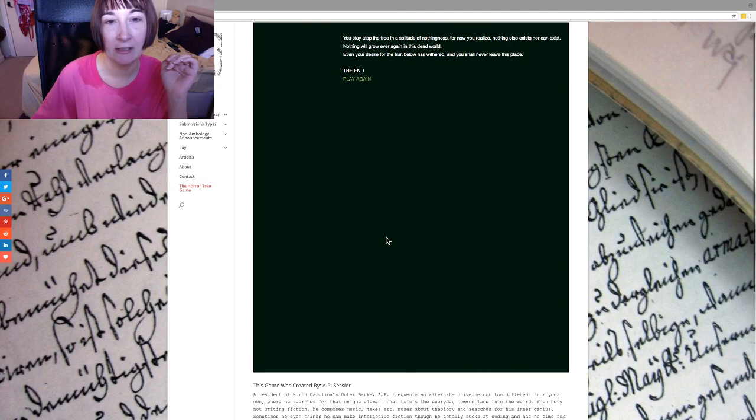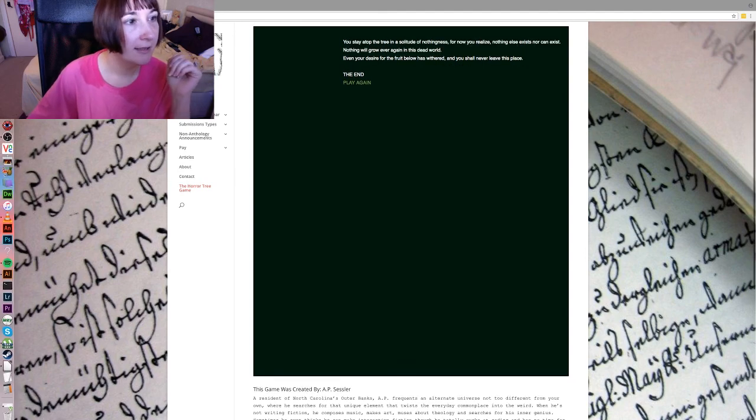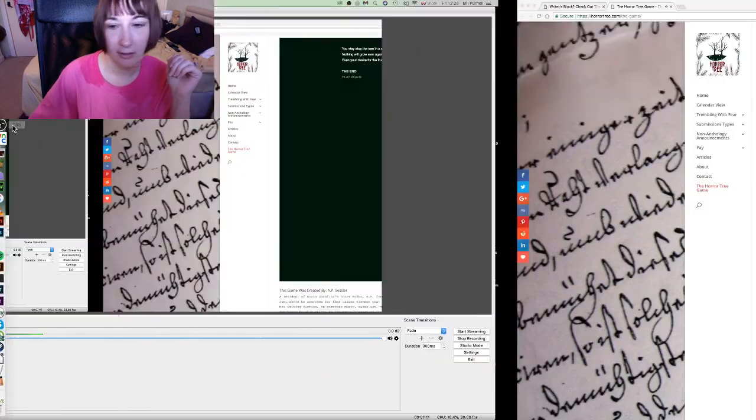Ah, the end. Okay, well, very interesting. I wonder what the thing of the tree is, and I wonder if it will ever let you go. Okay, all right.